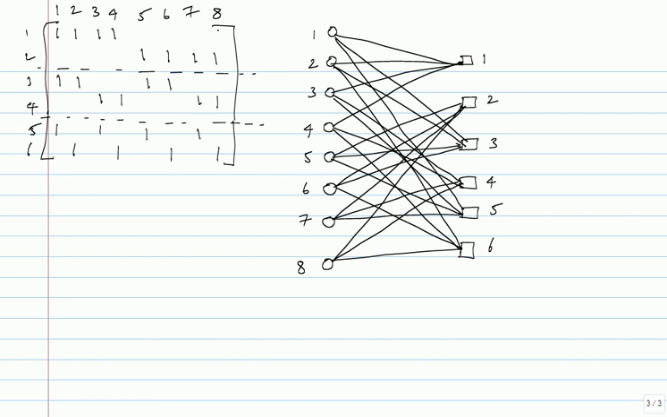Okay. So likewise, these nodes on the left hand side, which represent columns, are called bit nodes. Okay. So these nodes are called bit nodes.